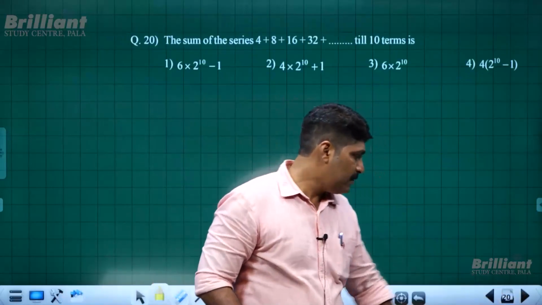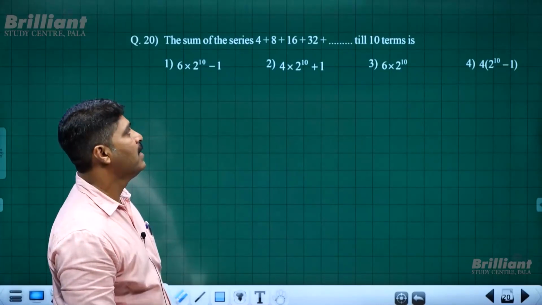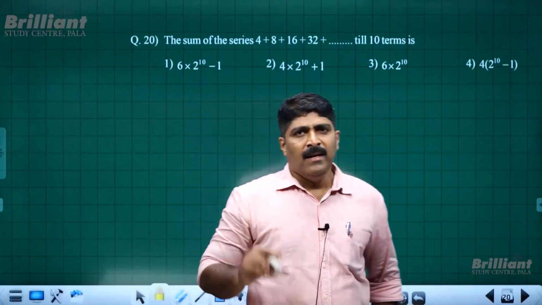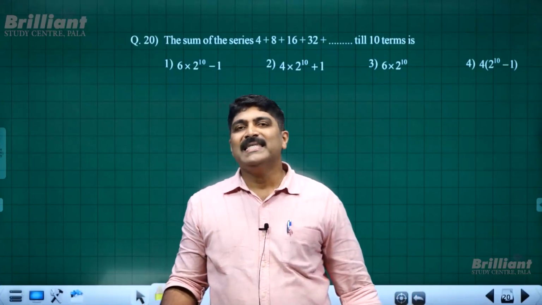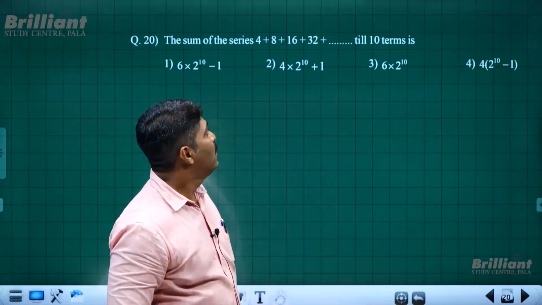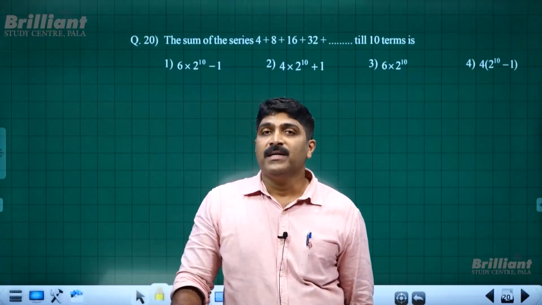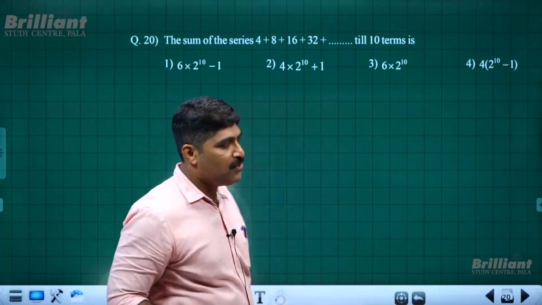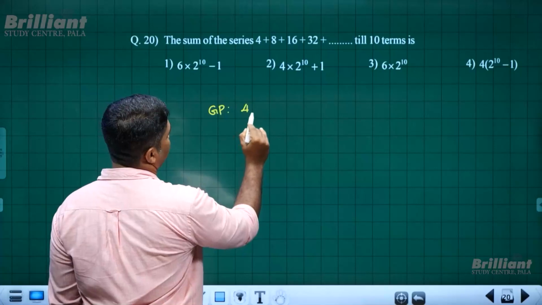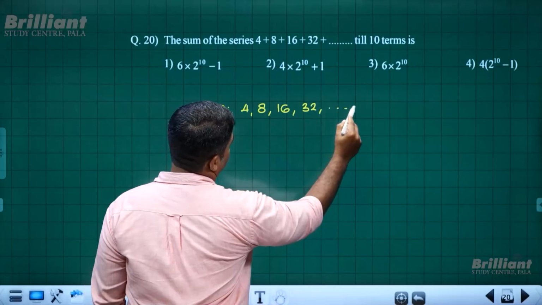So now the next question. The sum of the series 4, 8, 16, 32, etc. till 10 terms. So what is the specialty of these numbers? Just look at the numbers. What is the specialty? 4, 8, 16, 32, etc. These terms are in GP. It's a GP. So this GP is nothing but 4, 8, 16, 32, etc.